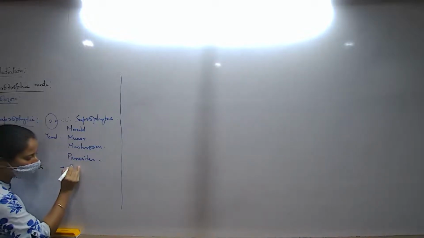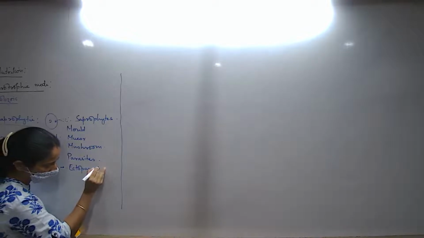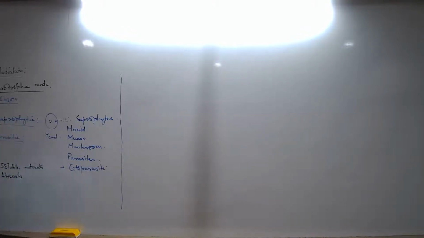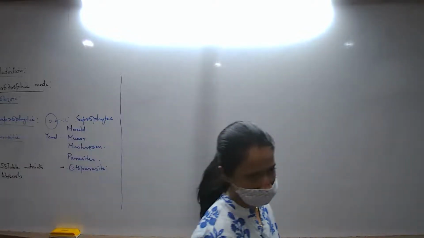They may fall in two categories. Ectoparasite. Underline. Ectoparasite, hyphen, and write: parasites which remain attached to the outer body surface of the host, or the external body surface of the host.